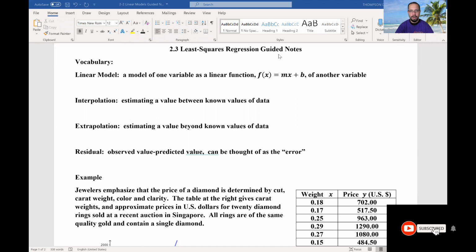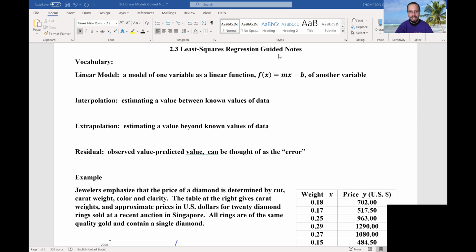We're going to talk about least squares regressions. First, we're going to talk about some vocabulary. The first vocabulary word is linear model. A linear model is one variable as a linear function, written in the form f of x equals mx plus b, of another variable. Interpolation is estimating a value between known values of data.